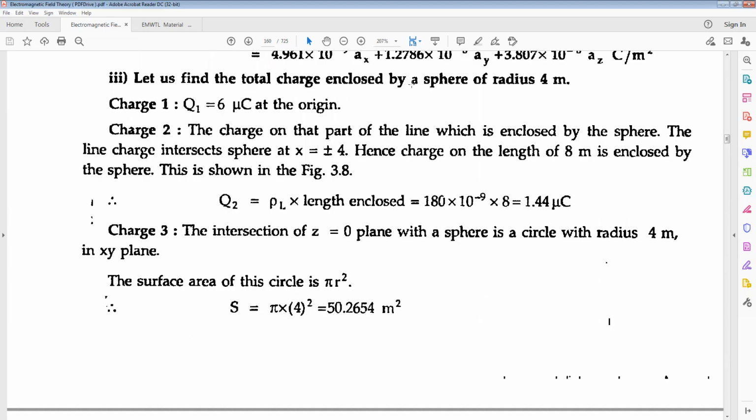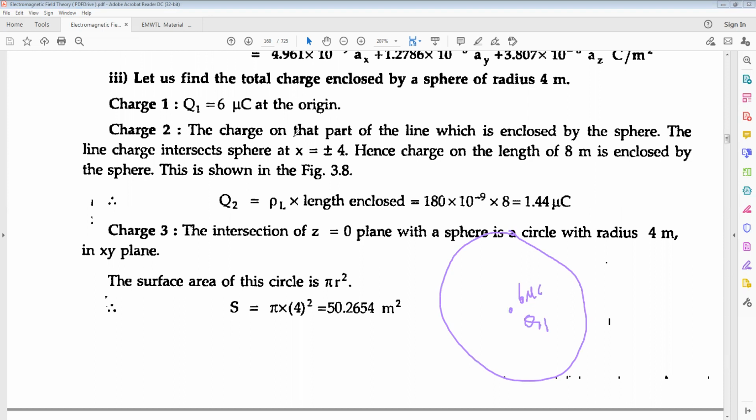Let us find the total charge enclosed by a sphere of radius 4 meters. Inside the sphere the charge is 6 microcoulombs at the origin. Okay, let us take the sphere like this. Inside there is 6 microcoulombs. That is Q1.